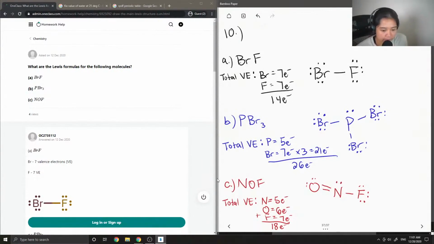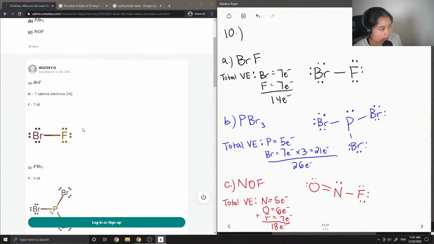So now let's count it out to see if we have 18. So we have 4, 6, 7, 8, 9, 10, 11, 12, 14, 15, 16, 17, 18. So that is the Lewis structure for NOF.